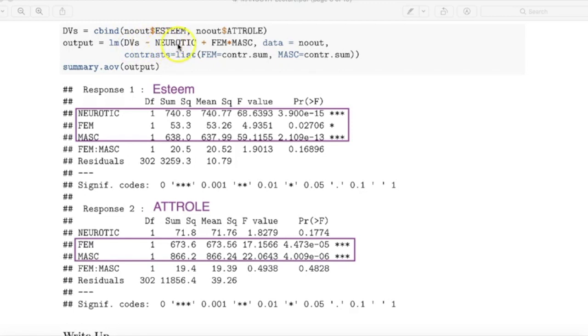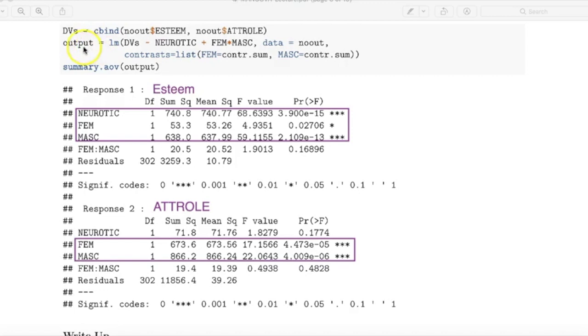Then you're going to have your covariate, which is neurotic. And then I just wanted all of the possible combinations for femininity and masculinity. That's why I put the asterisk there. I could have done femininity plus masculinity plus the interaction between femininity and masculinity, but this is going to do all of them anyway. And then I put the data set. And then here is just telling the same thing, how to actually create those contrasts.